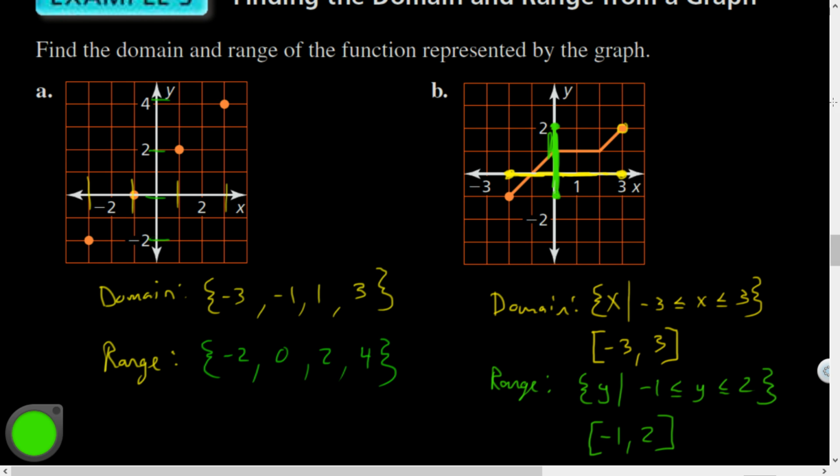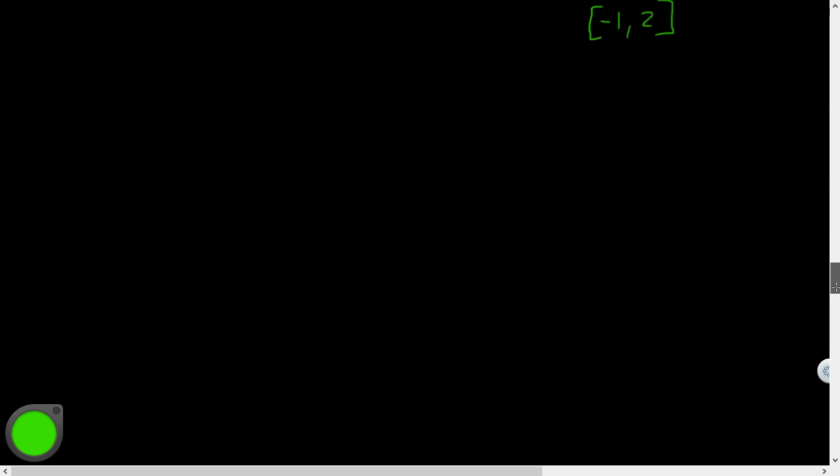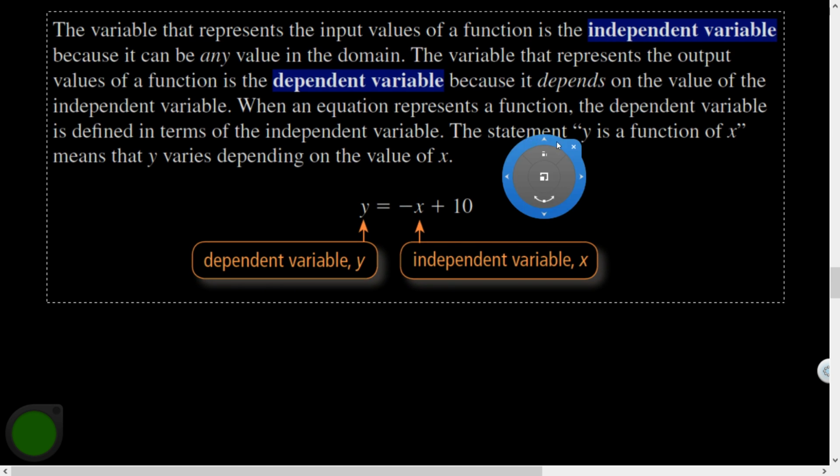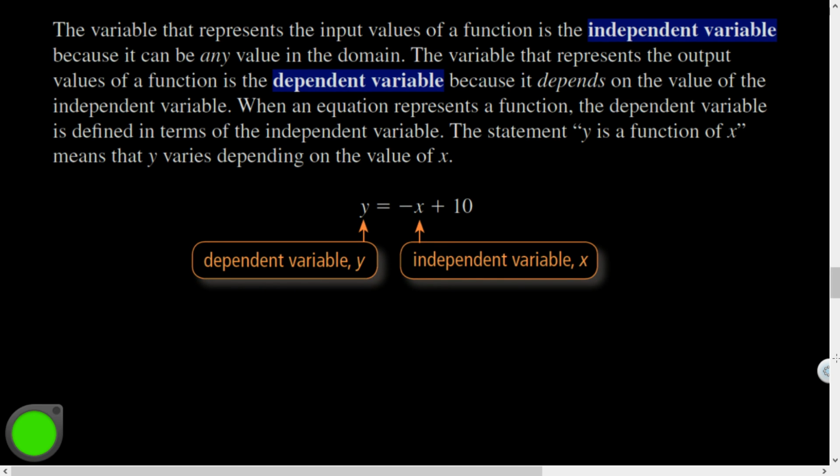So we've talked about functions and relations. We've talked about domain and range. And some last terms we're going to talk about today are the variables, the independent and the dependent variable. Here we go. It's going to be amazing. Don't you worry.